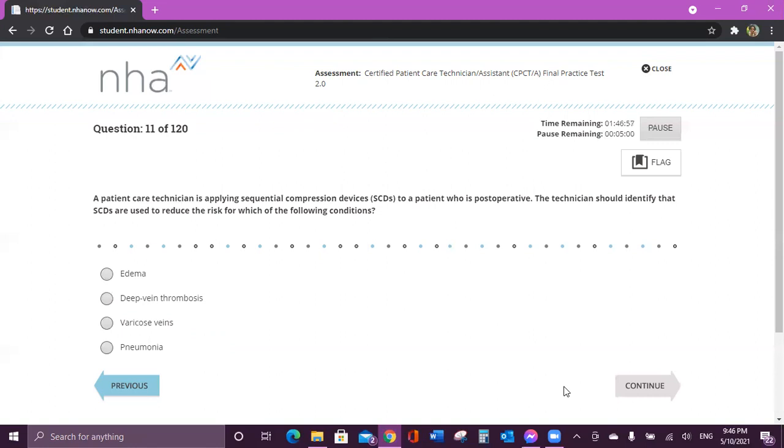A patient care technician is applying a sequential compression device, SCD, to a patient who is postoperative. The technician should identify that SCDs are used to reduce the risk for which of the following conditions? Edema, deep vein thrombosis, varicose vein, pneumonia.